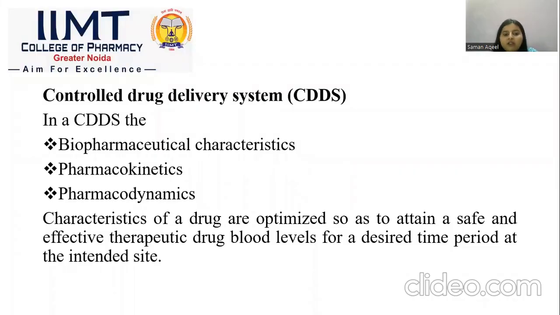Pharmacokinetics means the effect of the body on the drug, that is the ADME: absorption, distribution, metabolism, and excretion. And pharmacodynamics means the effect of the drug on the body, what the drug does to the body.